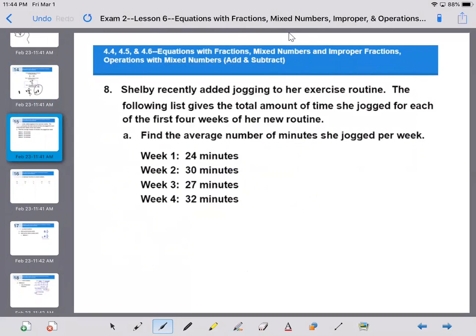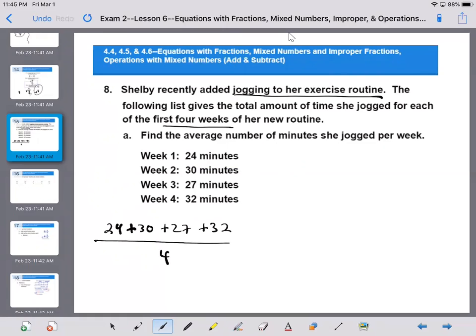So here we've got an exercise routine, and she jogged for 4 weeks. So we would have 24 plus 30 plus 27 plus 32. And we just want to know the average number. So we've got 4 weeks. So we've got 30, 40, 50, 70, 80, 90, and there's 100 and 13. So 113 divided by 4.